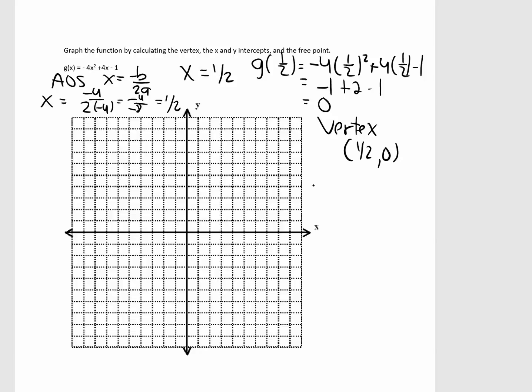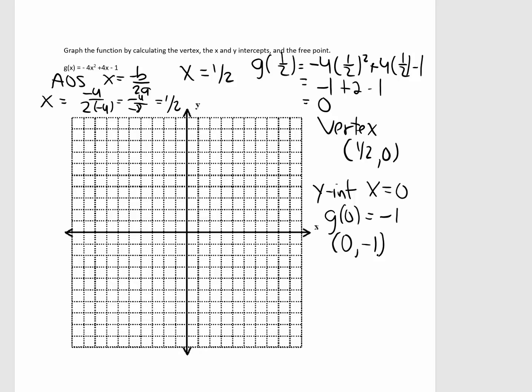All right, next I want to calculate the intercepts. Let's do the y-intercept first. Remember, the y-intercept is when x is 0. So when I plug in 0, it is 0 plus 0 minus 1, which is negative 1. So the y-intercept as an ordered pair is 0, negative 1.